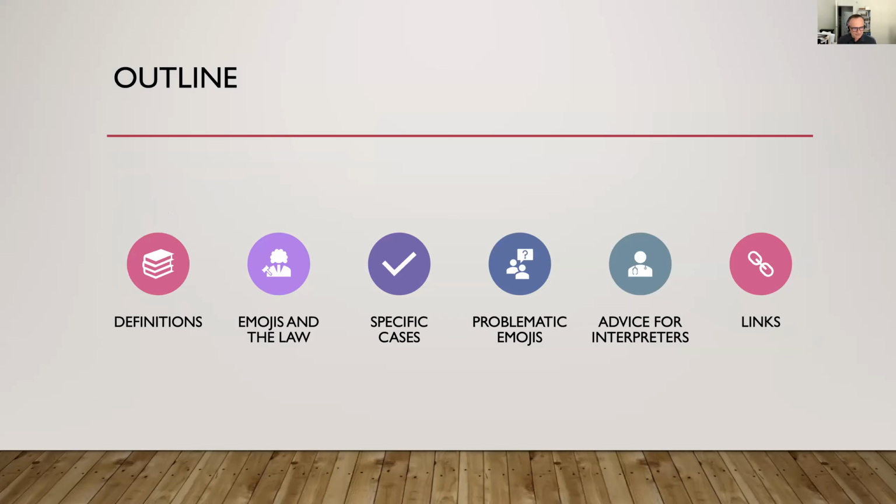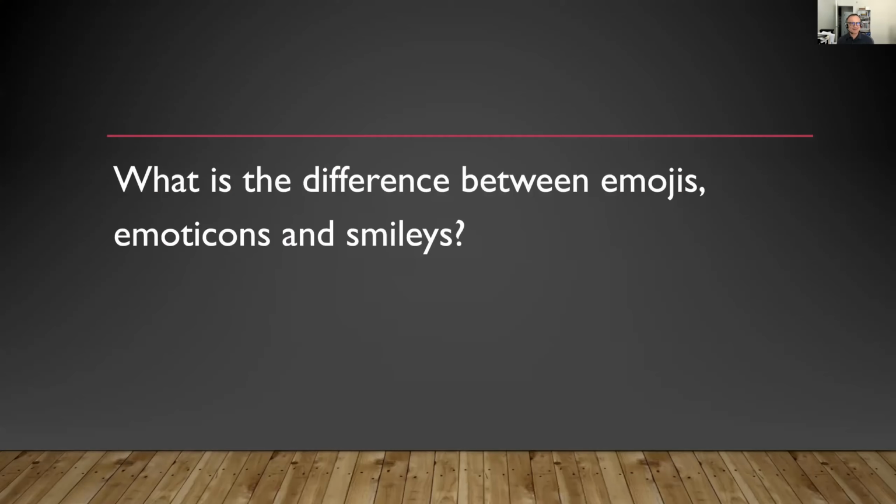We'll go through some definitions. Then we'll talk about emojis and the law. We'll look at some specific cases from around the world, problematic emojis, and then we'll end off with some advice. There's not a lot of advice for interpreters right now, but we'll look at what I was able to find, and hopefully that'll be helpful. All right, so let's get started.